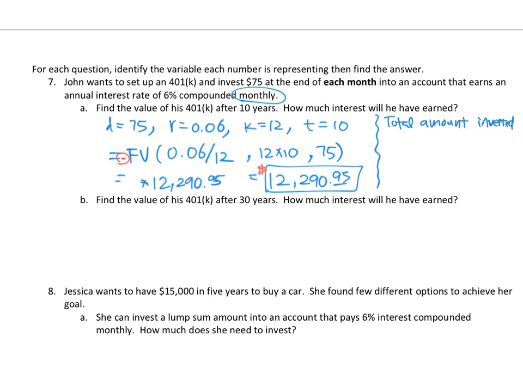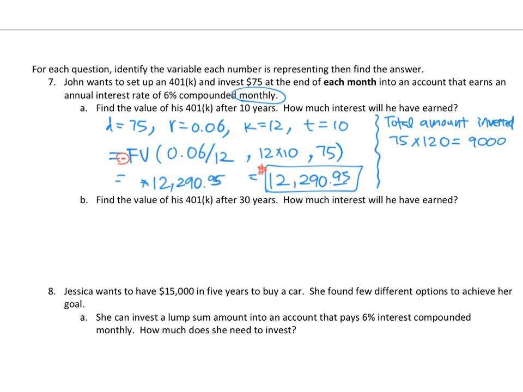So he's putting $75 a month for 10 years. Each year he's going to invest 12 times, right? So total number of deposits is 12 times 10. So how do I calculate how much he invested? 75 times 120 basically, because he deposited 75 120 times. When you calculate this out, I get 9,000. So basically he put in 9,000. He ended up at 12,290.